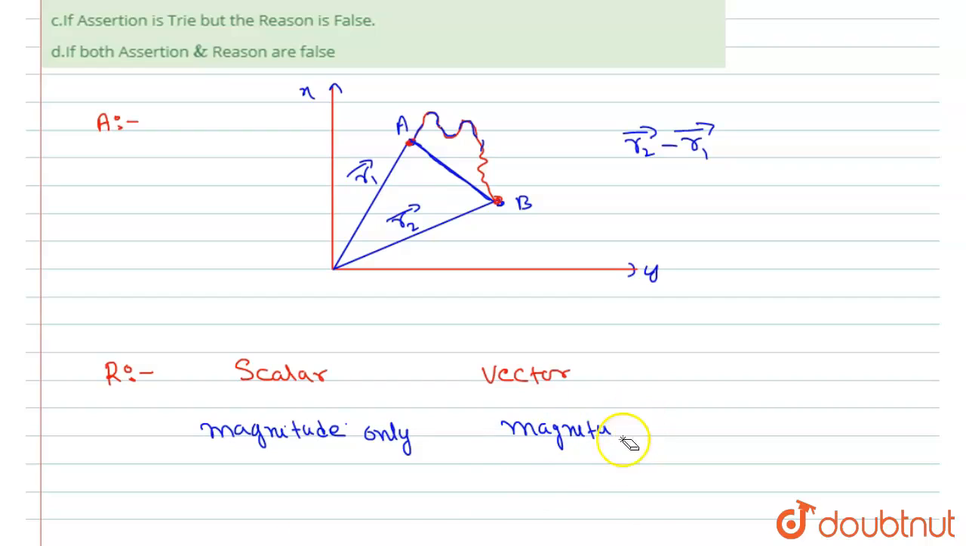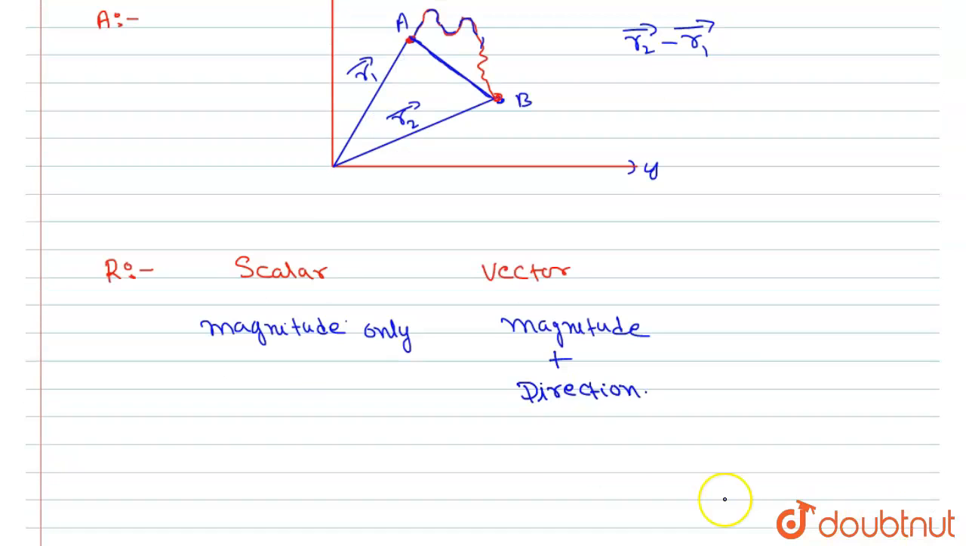So we can write here, magnitude, and plus direction. So distance has only magnitude, but a vector has magnitude and direction both. That's why we can see that distance is a scalar quantity and displacement is a vector quantity. And distance is always positive, and displacement may be negative, positive, or zero.